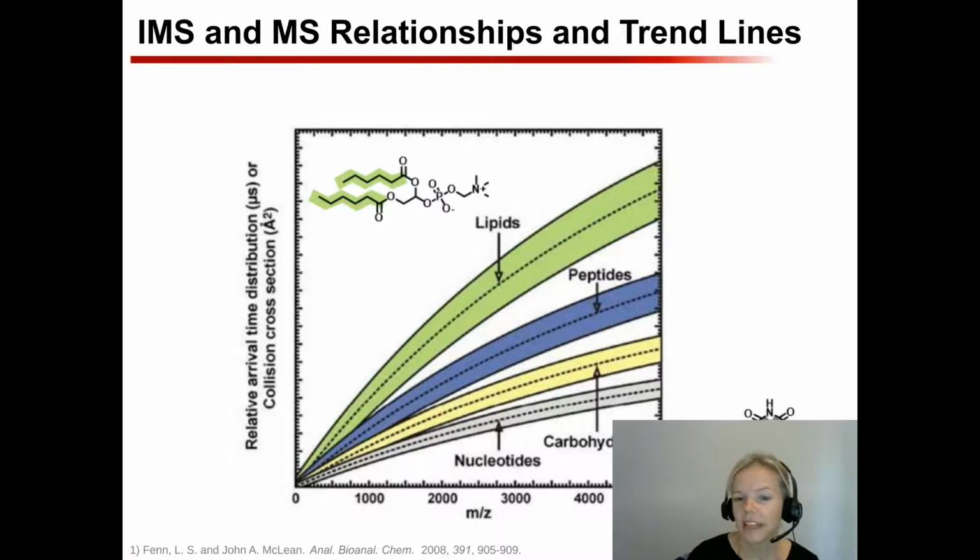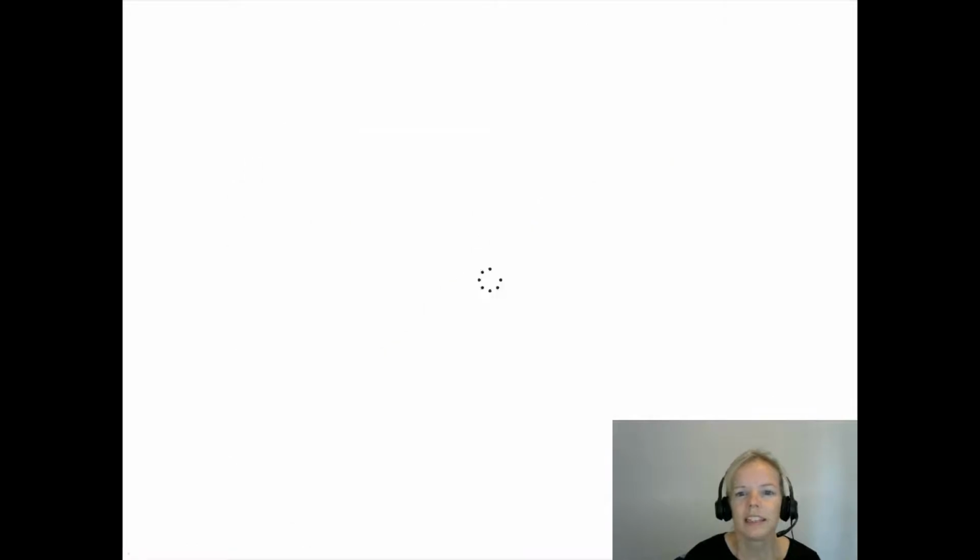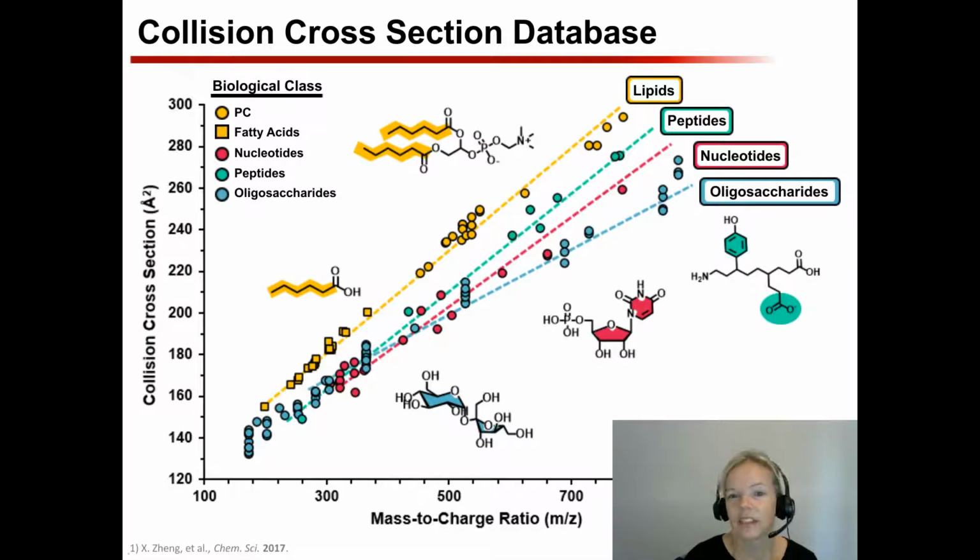And the reason for this is per M over Z, the nucleotides and carbohydrates are very ring-based, so their atoms are bound up tightly. That allows them to go through the drift cell a lot faster, so they have a lower collision cross-section than lipids, which are much more extended. This property is very powerful, though, because it helps us look at other molecule types and see how they're separating. So here we did the same thing as we took some oligosaccharides, peptides, nucleotides, and lipids, and we saw the same trend line, and we could start discriminating them based on their different M over Z versus CCS relationships.